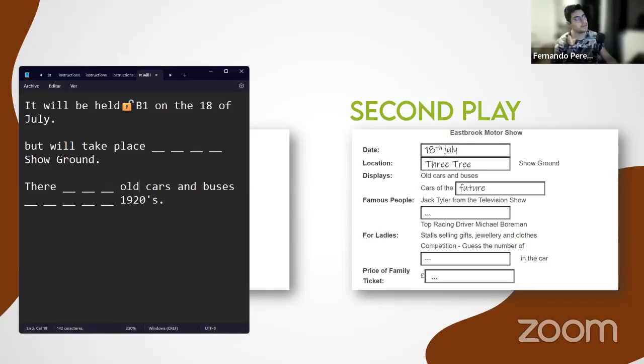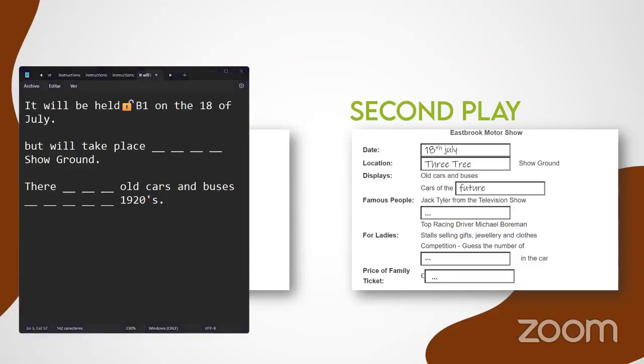All cars and buses of as early as the 1920s. Okay, it's because it's very fast, but it's there.